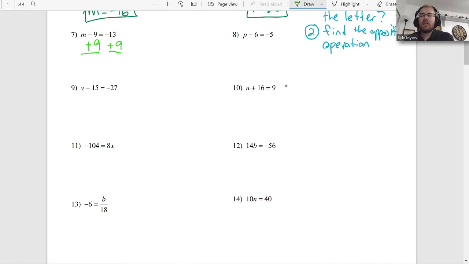Okay. M minus 9, the opposite of minus 9 is plus 9. So that cancels. M equals, and I'm going to be subtracting because the signs are different. Even though it's negative 13 plus 9, the signs are different, so I subtract. Okay. Now, it could help to do this. If it doesn't, then don't worry about doing it this way.